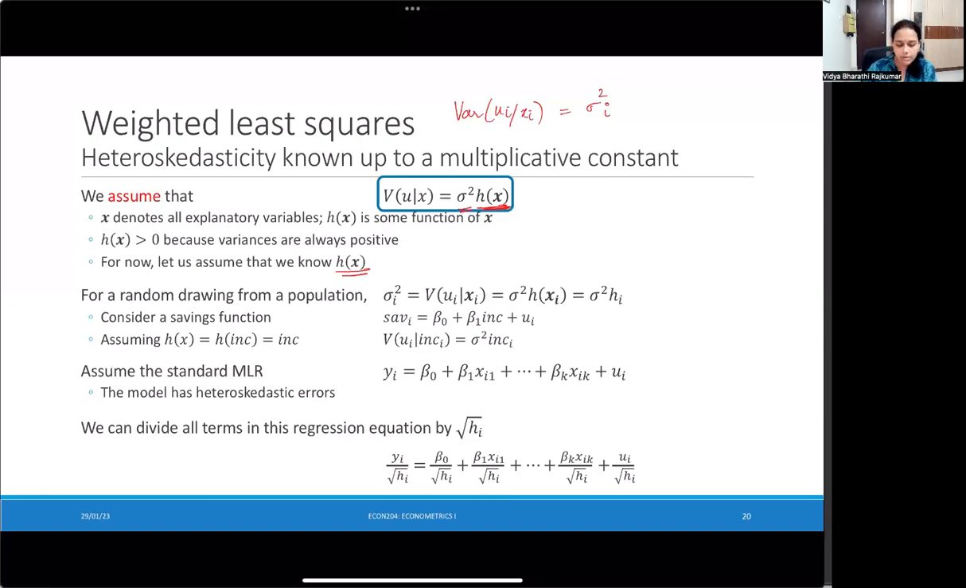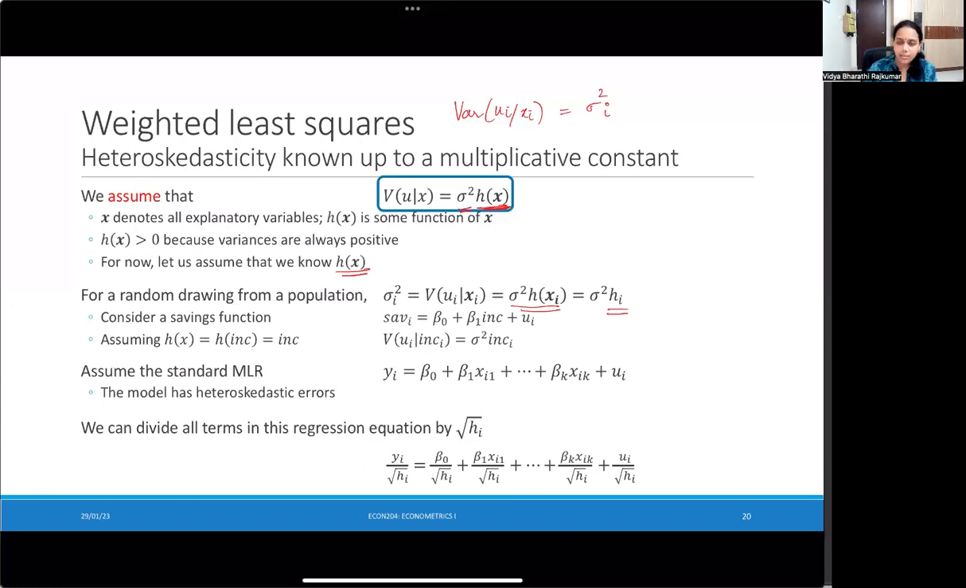Now, for a random sample that we take from the population, sigma squared sub i is just the variance of the error term. And we're rewriting that as sigma squared times h of x_i. For simplicity, instead of h of x_i, let's just call it h sub i.